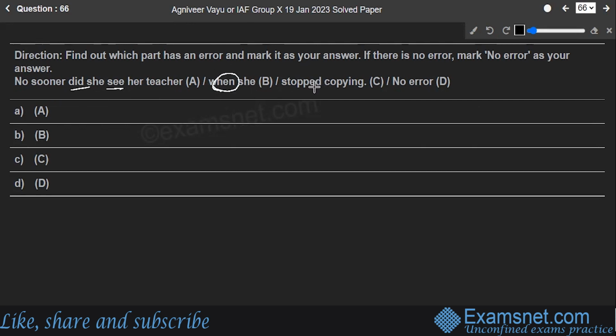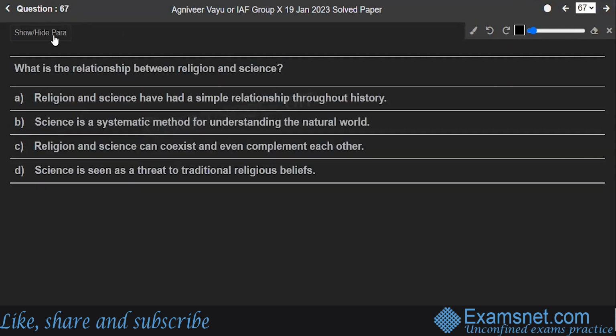The conjunction no sooner definitely will go with the word than and not when. No sooner is always followed by than. No sooner did she see her teacher than she stopped crying. Okay, so this is the one which is having an error. This should be replaced by than. So option B is the correct answer. Hope you understood. Next is 67 questions.